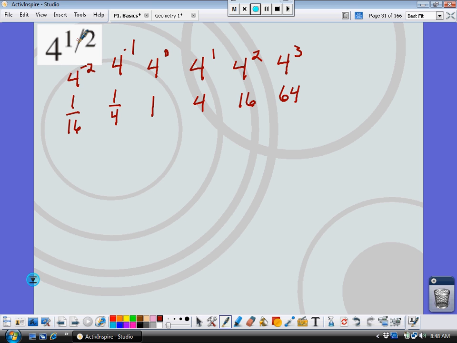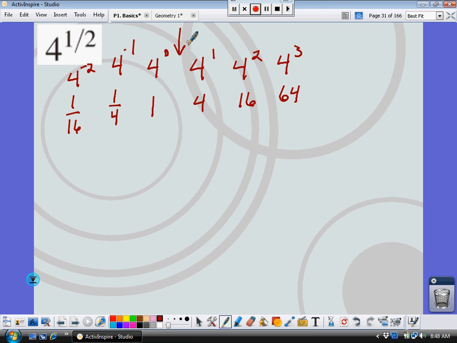But where does 4 to the 1/2 fit in? Well, I'd say that 1/2 is somewhere between here and here. It's between 0 and 1. If you actually had a number line, that's where it would fall. So how do you raise a number to a fractional exponent? A fractional exponent is simply another way of writing a radical.